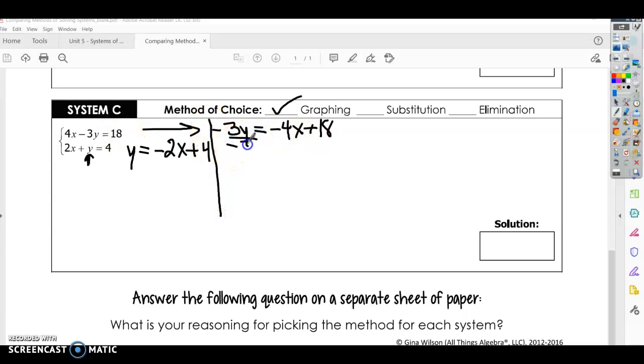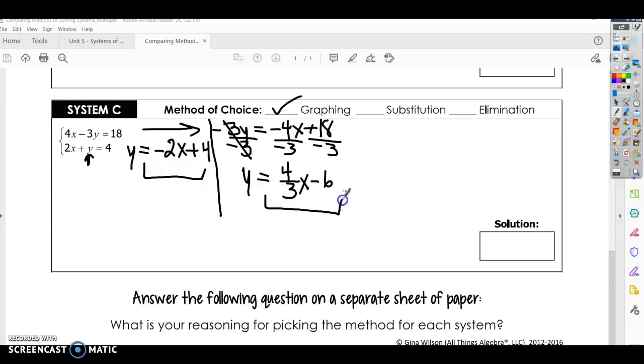All right, I'm going to divide by negative 3 all the way across, and that leaves y by itself, which is what we want when we graph it. Two negatives make this a positive slope. And 18 divided by negative 3 is negative 6. Once I have my two equations, I can graph it. So you can graph it on an XY coordinate plane.